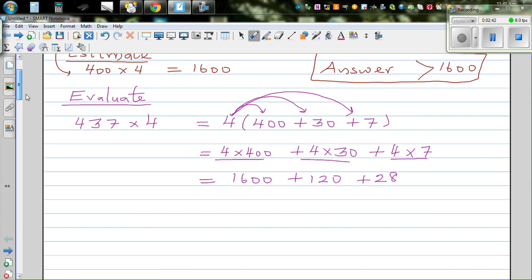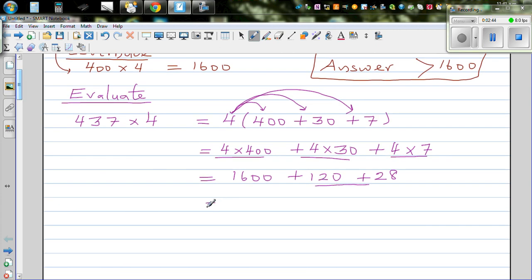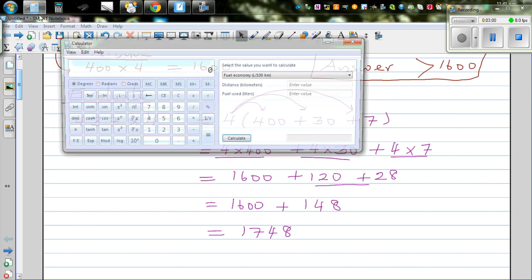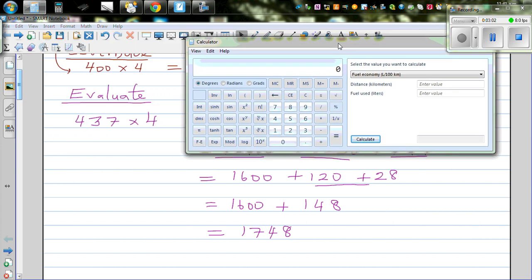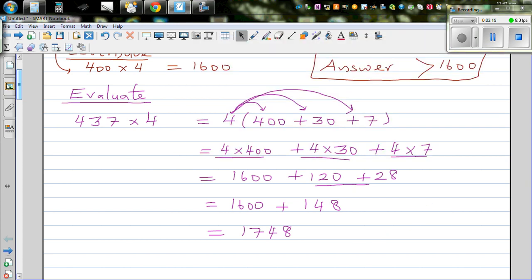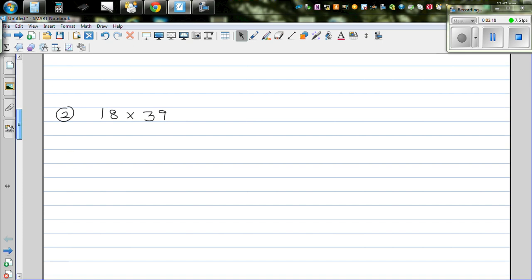Let's add this first. So this is 1600 plus 148. So the final answer is 1748. Let me show you this on a calculator. Our question was 437 times, the star key is for times, 4. Just to check whether our answer is right, it is 1748.